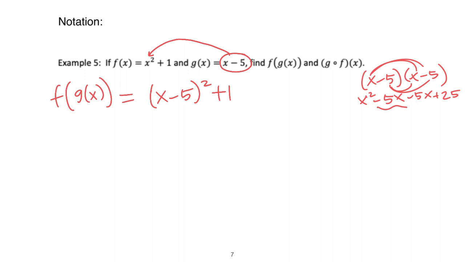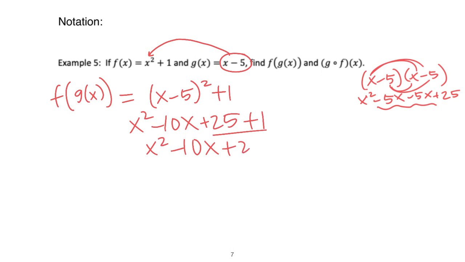We can put some like terms together when we bring it back over. So x squared minus 10x plus 25, and that plus 1 is still on the end. Don't forget about it, which means we can put those together too. So let's do that. Always simplify as much as you can. And there is our final answer for that one.